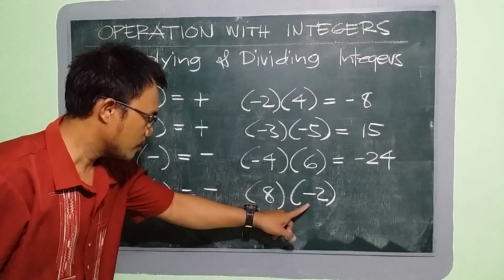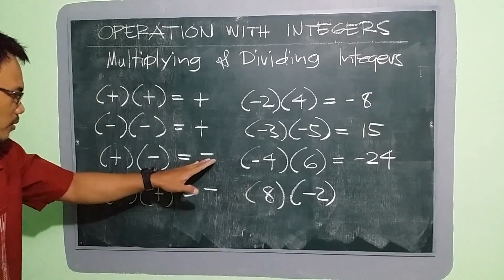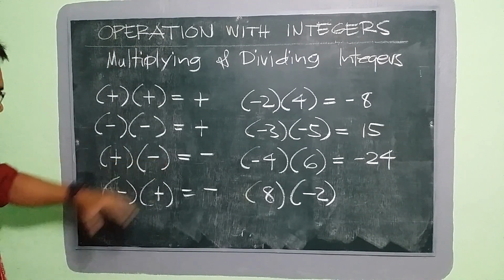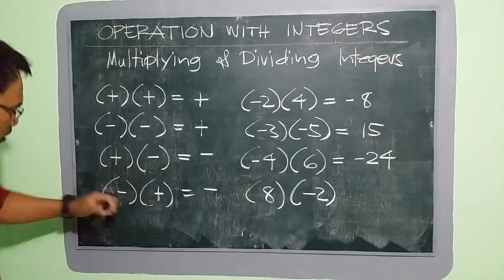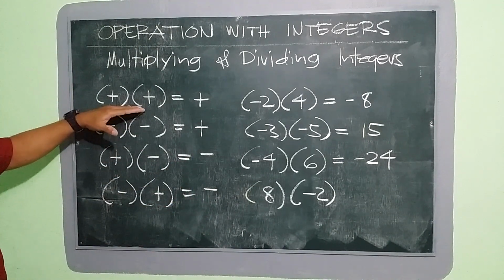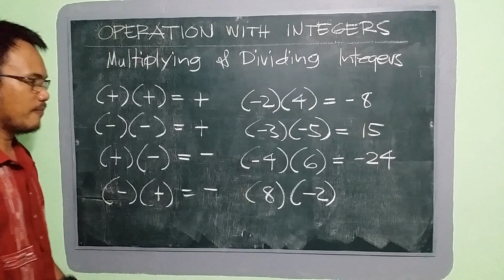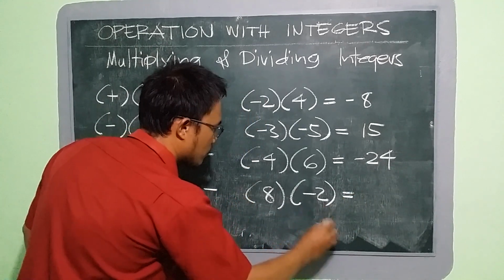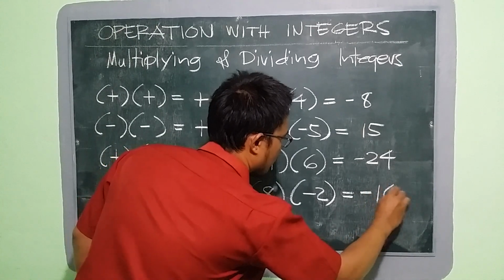Another last example, we have, say, 8 times negative 2. Different signs. Therefore, we can say that the result will be negative. Different sign, positive times negative or negative times positive, the result is always negative. Same sign numbers, the result is positive. So 8 times negative 2, since 8 times 2 is 16, we have negative 16.